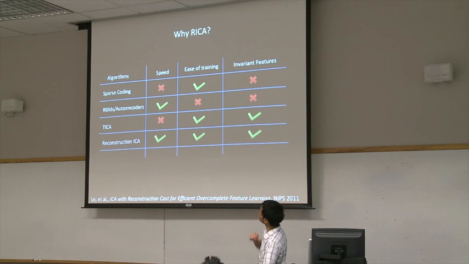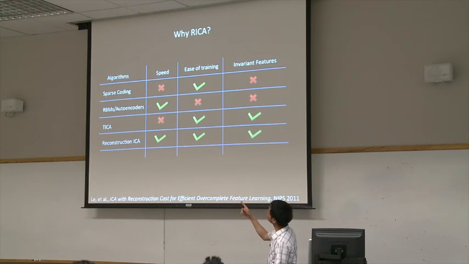Autoencoders, on the other hand, are very good engineering solutions. They're very, very fast, but they have a lot of parameters, so it's very difficult to train. By parameters, I mean hyperparameters that we tweak. And it doesn't always learn invariant features. TICA, which I focused on in the earlier section of the talk, is not very fast, but it's simple to train, and it can learn invariant features.